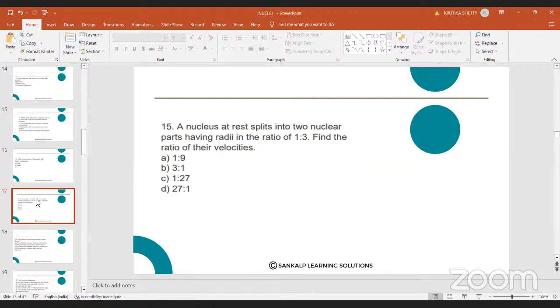A nucleus at rest splits into two nuclear parts having radii in the ratio of 1:3. Find the ratio of their velocities. So we need to calculate the ratio of the velocity here. Nandish and Deepika are saying it is option B. Let us verify this.